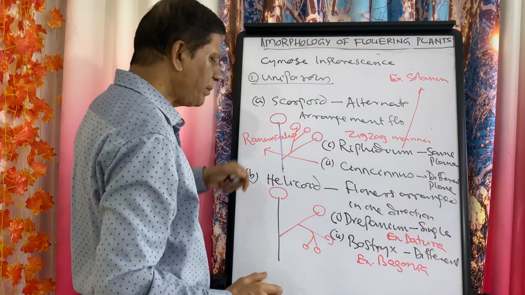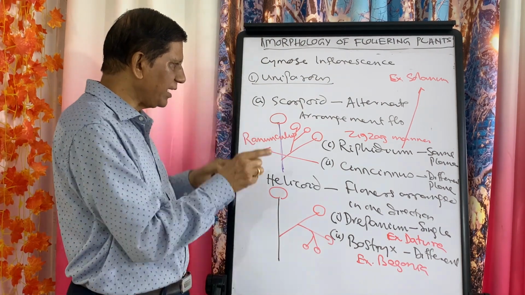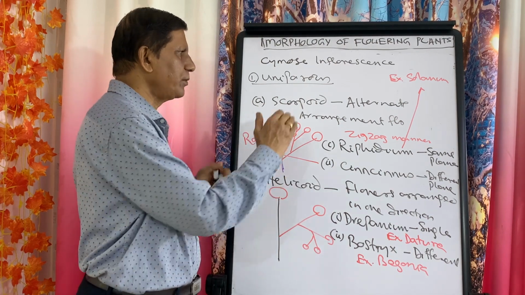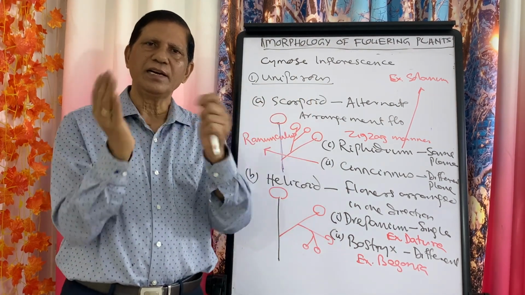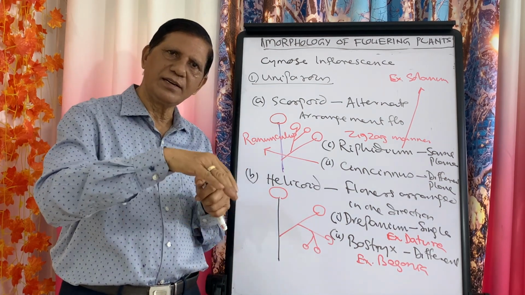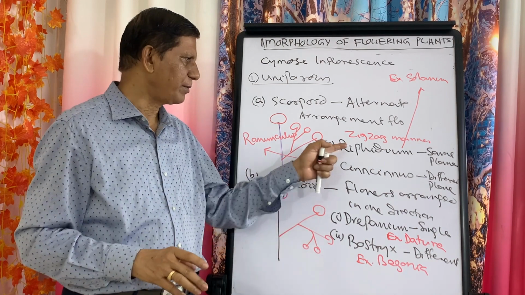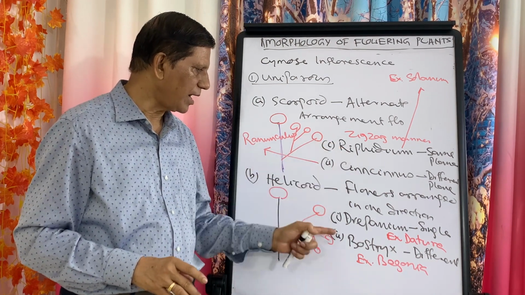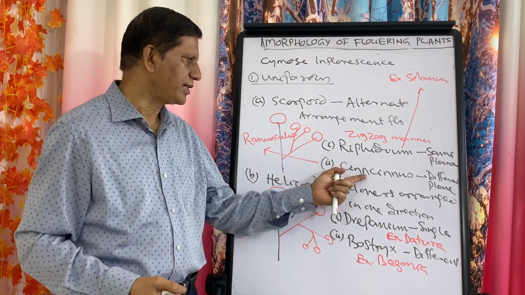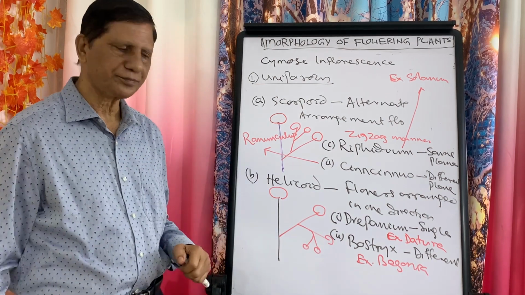So the uniparous type has only the flowers arranged singly, but again it is of two types, maybe scorpioid or helicoid, depending on whether the flowers are arranged left and right in a zigzag manner, or they are present only to one side, either to the left or to the right. And if they are present in the same plane, they have different terms, like rhipidium here and drepanium here. And if they are present in different planes, it is cincinnus here and bostryx here. So this is the uniparous type.